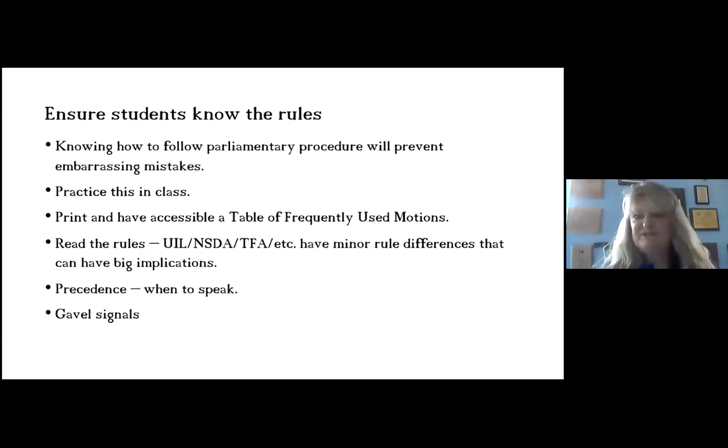I gave all of my students, or had them make sure that they had with them, the table of frequently used motions, because everybody has brain farts and you might not remember what you need to say, but if you have that with you, it's a pretty easy way to look and see. So precedence, they need to know what precedence is, and if they are going to be the PO, they really need to know how to keep precedence. And if there is direct questioning, they have to have precedence with that direct questioning. That's part of the rule of it. So make sure they know that.